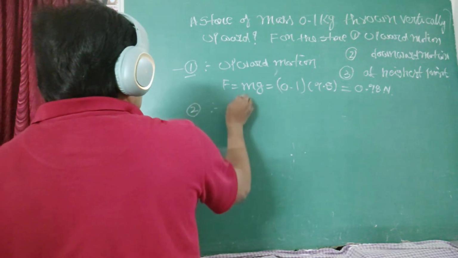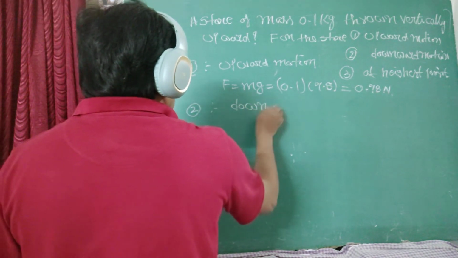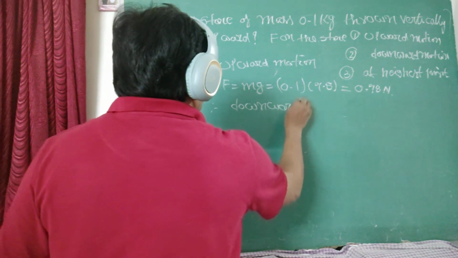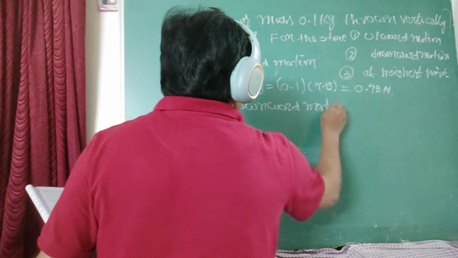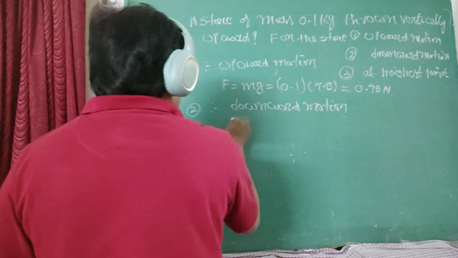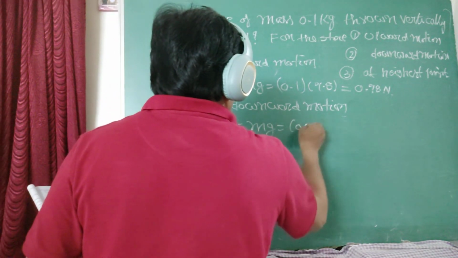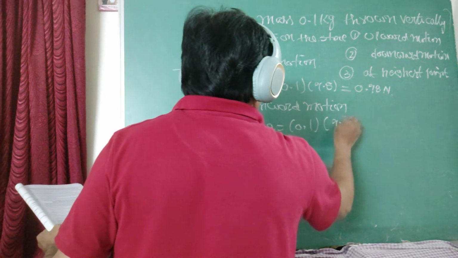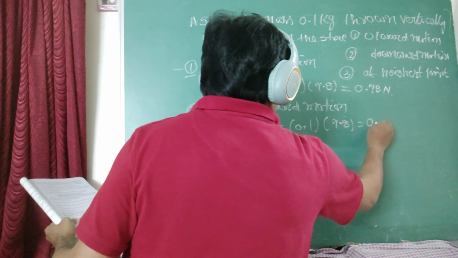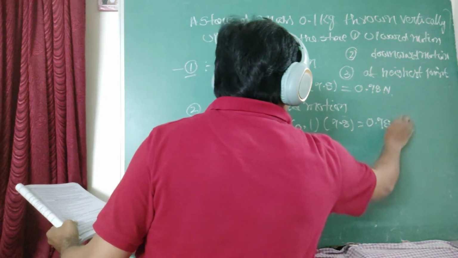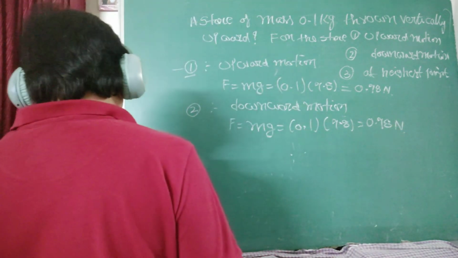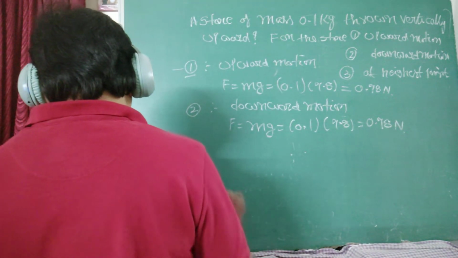Go for the second case now. Downward motion. You want to write the result once again in the same format. F equals mg. 0.1 into 9.8, they never change. The value you got is 0.98 newtons in case of downward motion.